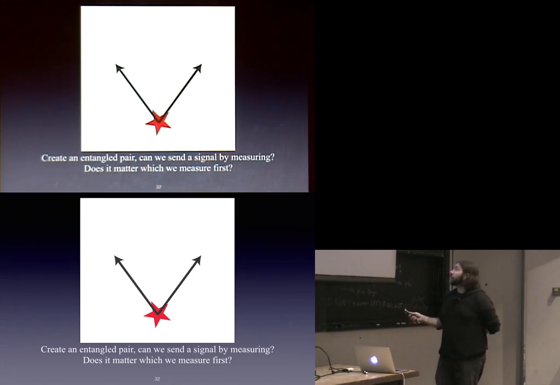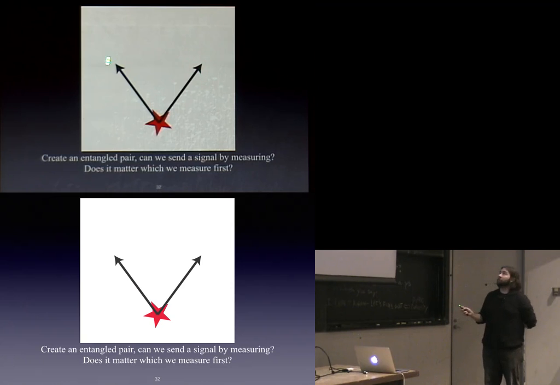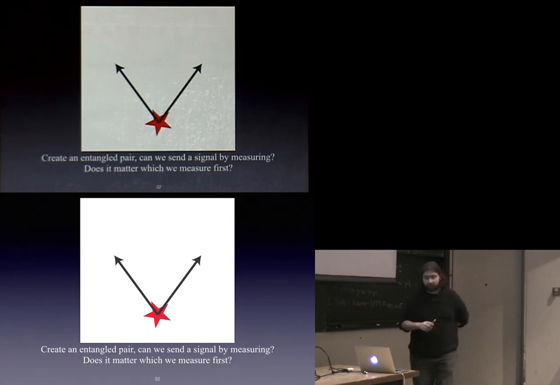So the idea is the following. You create a pair of entangled electrons. If I measure spin up here, then I measure the spin here, it has to be spin up. But if I measure spin down here, and then I measure the spin here, it has to be spin down. Can I send a signal using this entanglement? Does it matter which one we measure first? And the answer is no.